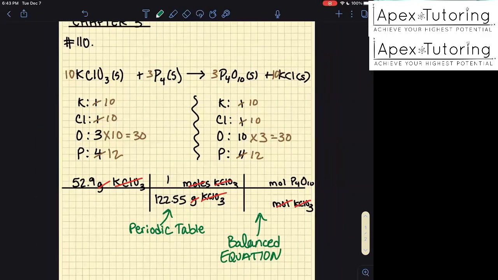All you do is look at the numbers in the balanced equation, those brown numbers, and whatever is in front of that substance is the number you put. So what is in front of KClO3? 10. Mm-hmm. And what is in front of P4O10? 3. Perfect.